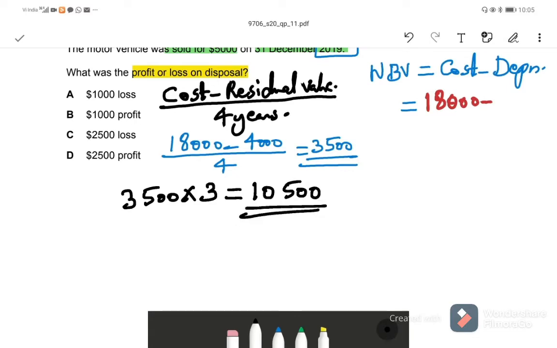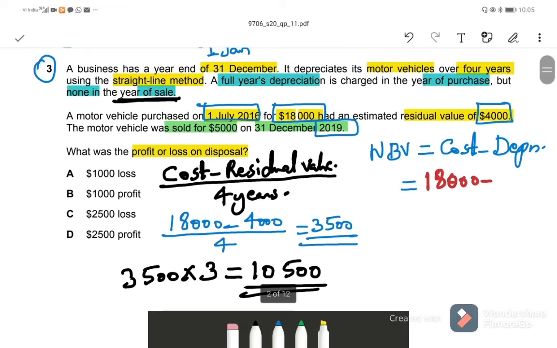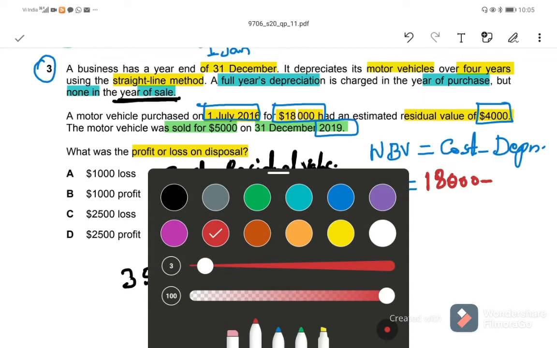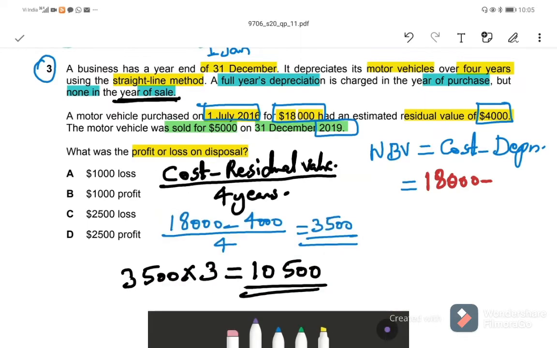So we can calculate the net book value now. Cost minus depreciation. What is the depreciation we calculated? 10,500 is the accumulated depreciation, 3 years depreciation. So net book value is equal to 18,000 minus 10,500. It comes to 7,500, which is the net book value.